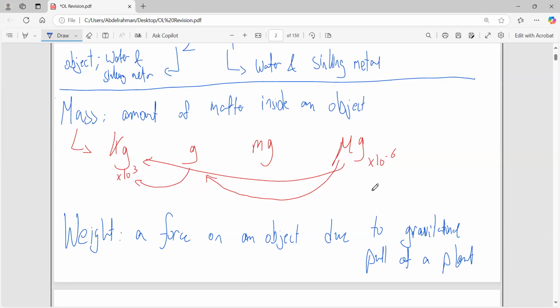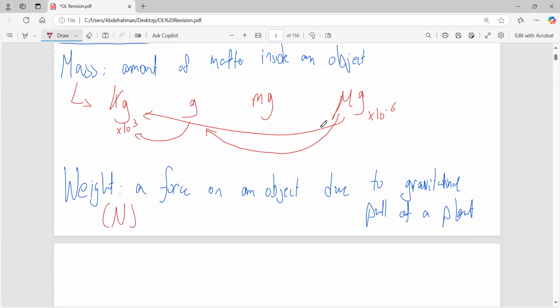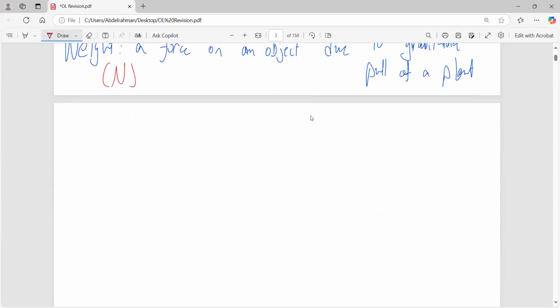Okay, let's go. Of course the unit of the weight is newtons because it's a force. Unit of the weight is newtons because it's a force. So Mr., how can we calculate the weight? Weight equals mg. Right? Weight equals mg.